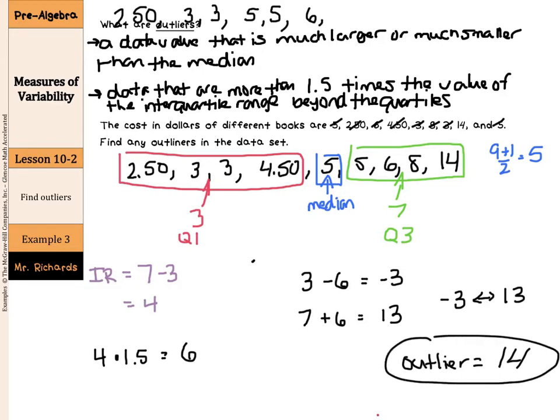So again, in summary here, we'll find the median, we'll find our first quartile and our third quartile, calculate the interquartile range, multiply that by 1.5, subtract it from the first quartile, add it to the third quartile to get our new range of where our data should be. If it's not, it's an outlier.